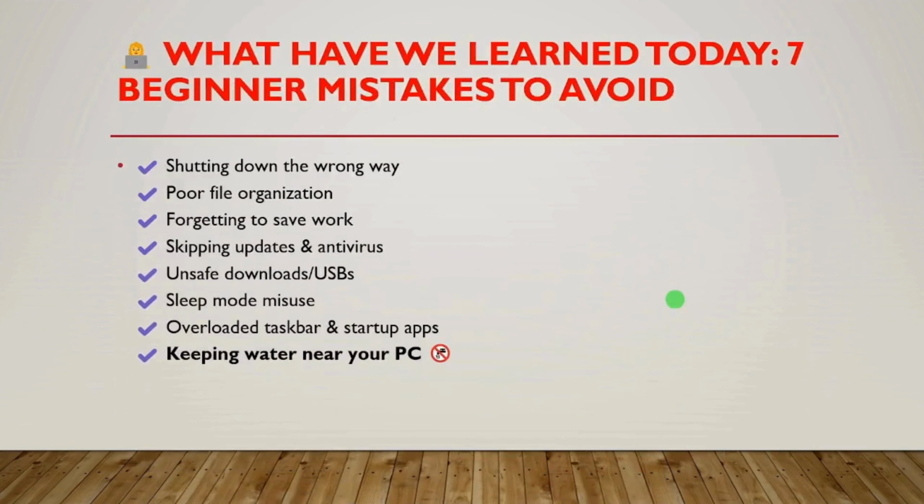Beautiful. So what have we learned today? Today we have learned beginner mistakes to avoid. Number 1, shutting down the wrong way. Please avoid it. Number 2, poor file organization. Number 3, forgetting to save work. Number 4, keeping updates and antivirus. Number 5, unsafe downloads and USBs. Number 6, sleep mode misuse. Number 7, overloaded taskbars and startup apps. And number 8, keeping water near your PC.